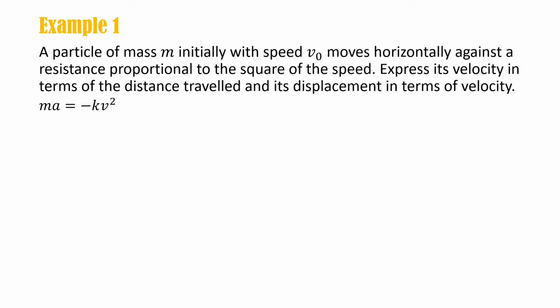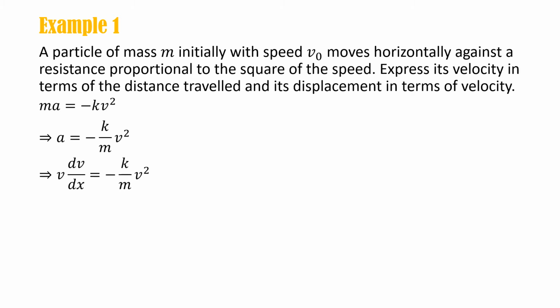So let's start out by doing the velocity in terms of the distance traveled. So we want to have v in terms of x. This is where we want to substitute in something for acceleration, so we need to get acceleration on its own first. We divide everything by m and get that acceleration is negative k on m v squared. And in the previous slide, we had that when we want to find velocity in terms of x, acceleration is just v times dv dx.